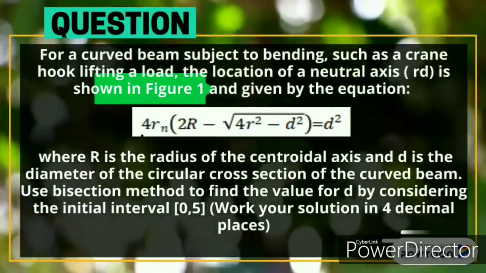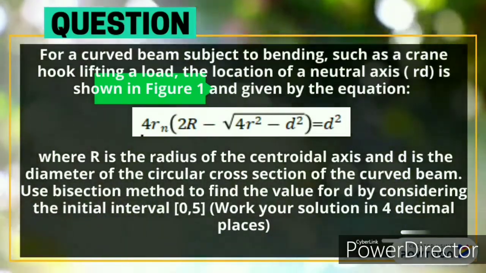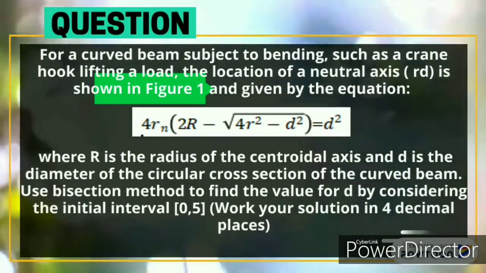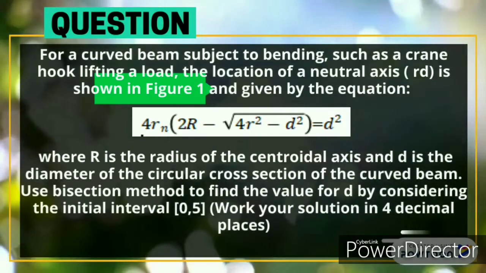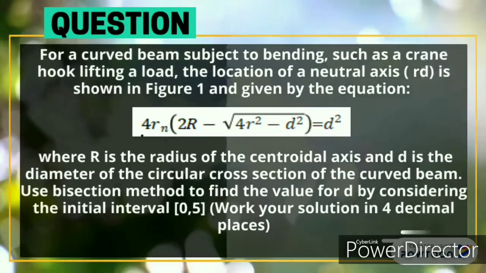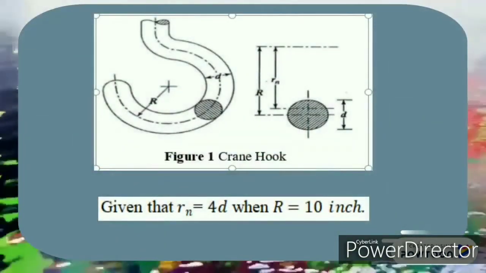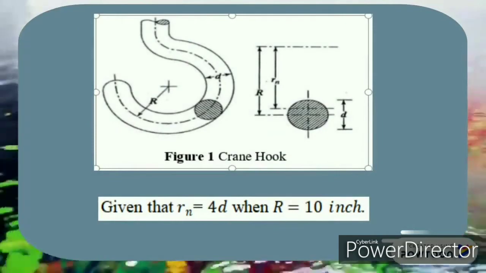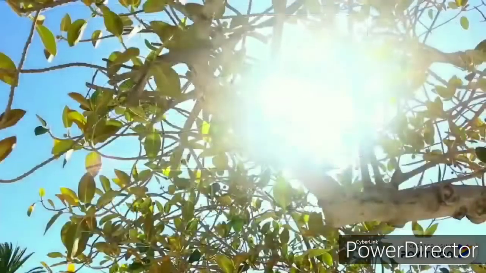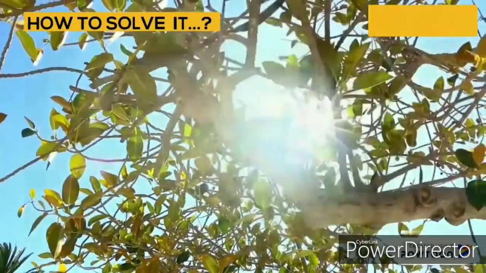Based on the question given, we need to find the value of t of the given equation by using bisection method. We need to consider the initial interval 0, 5 and error tolerance accurate to within 0.0001. It is given that Rn equal to 4D when R equal to 10 inch. We need to work our solution in 4 decimal places.